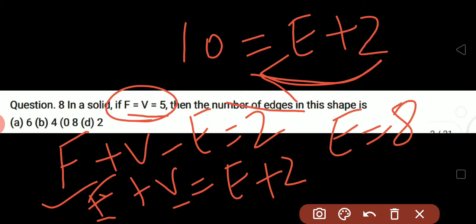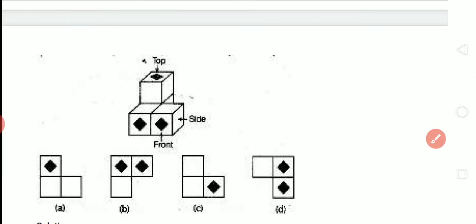So let us check which option is showing you 8. Option C is showing you 8, so this is the answer. Let us come to the next one.